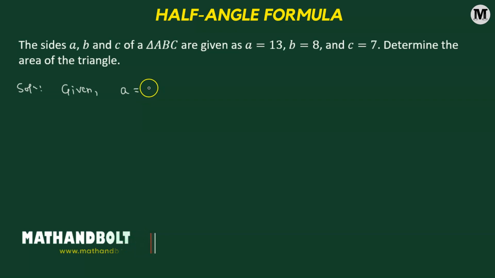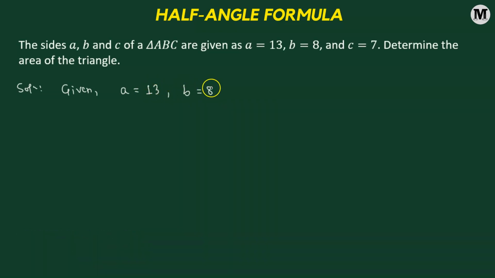The side A of the triangle has 13 units, B has a length of 8 units and C has a length of 7 units. Now using these three lengths, we can find out the perimeter. So the perimeter, which is the sum of the three sides, that's going to be equal to 13 plus 7, that's 20, 20 plus 8 will be 28.